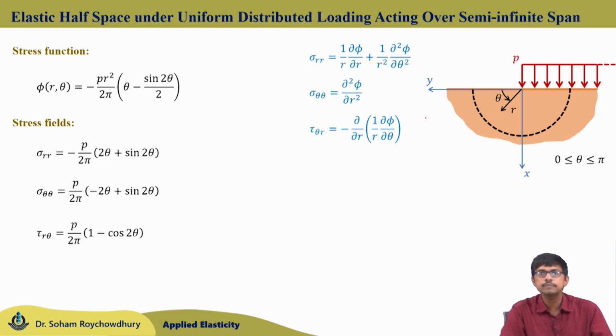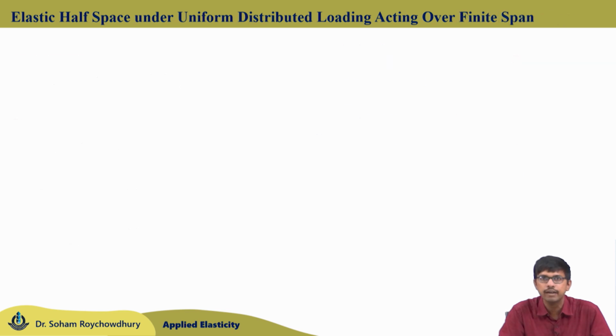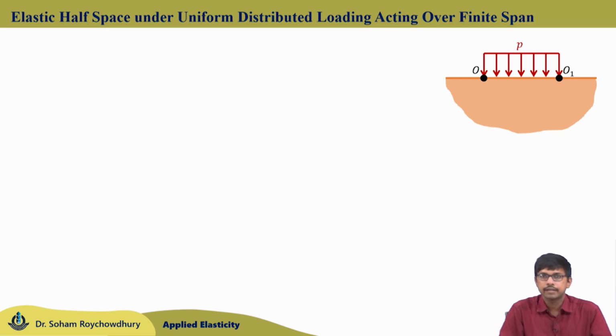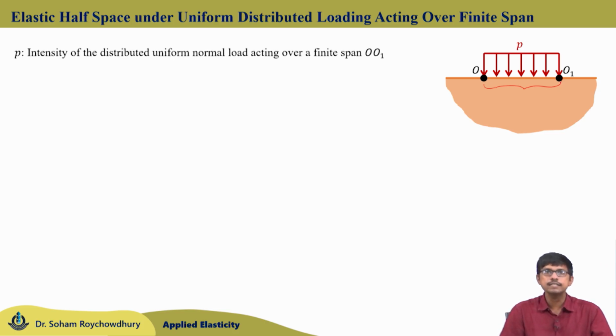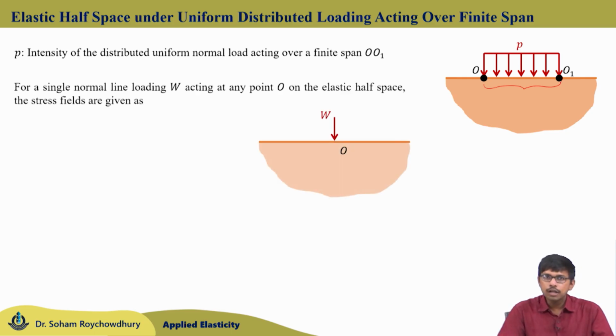Now, after this elastic half space problem subjected to the distributed load over a semi infinite span, let us move to the elastic half space problem subjected to the normal distributed uniform loading over a finite span. So, in this elastic half space, this normal distributed loading P is acting over a finite span from O to O1, and P is the intensity of the distributed normal loading. Now, we will try to solve this problem with the help of the Flamant problem solution.